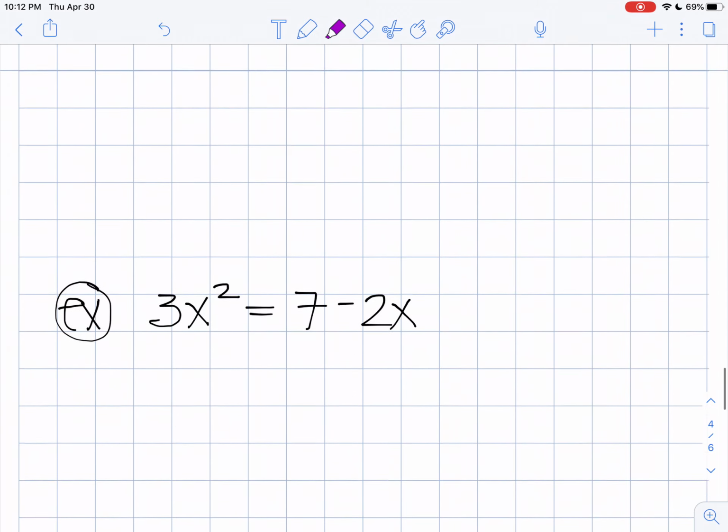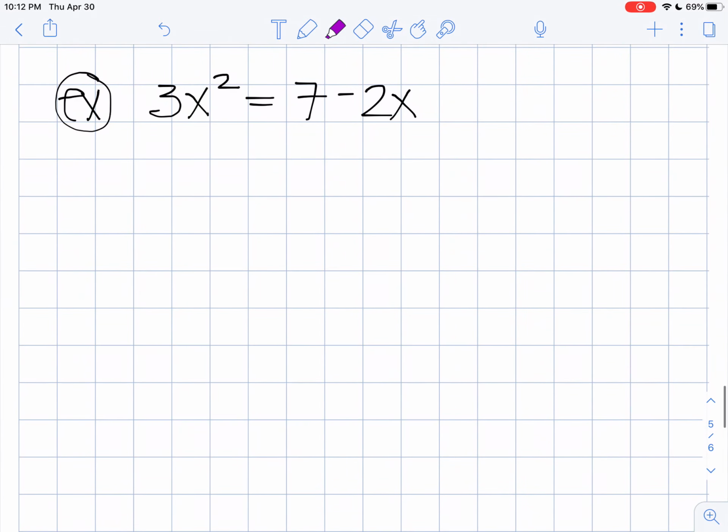Our last example is probably the trickiest. So the first thing that we have to do is recognize that this is not written in standard form and set equal to 0. So first thing I'm going to do is set this equal to 0. I'm going to move everything to the left-hand side because I like my a value to be positive. So I'm going to do two steps at once. I have to get rid of the 7. So I'm going to subtract 7 from both sides, and I also have to get rid of the 2x. So I'm going to add 2x to both sides.